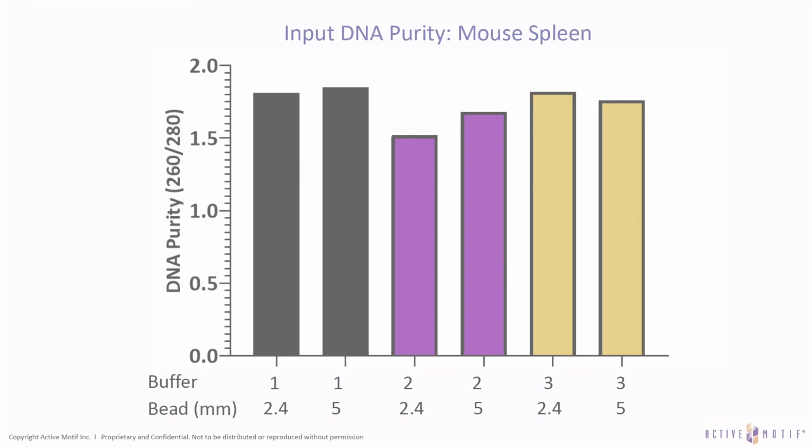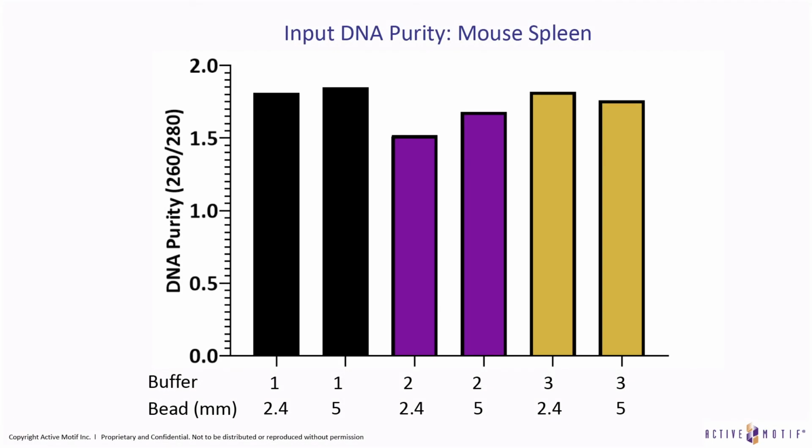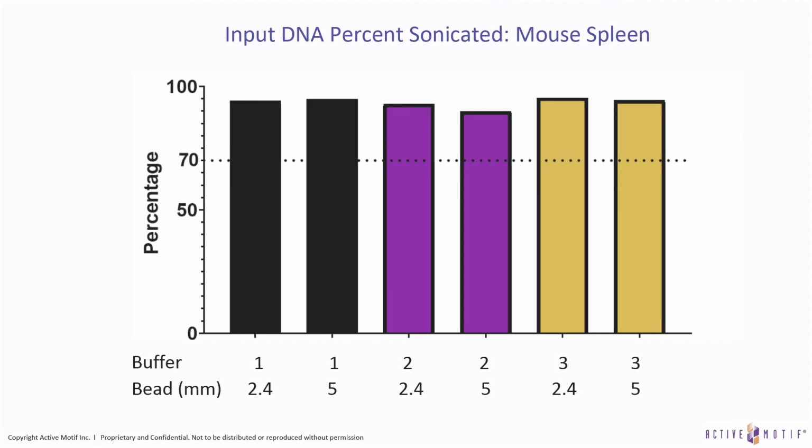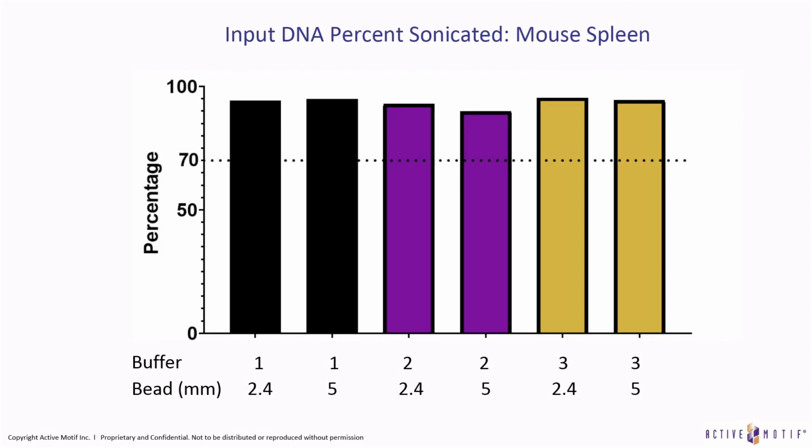If we look at how pure this DNA is, much of it is very, very clean. We can see that there are 260/280 ratios of about 1.8, which is ideal for downstream next-generation sequencing applications. And if we quantify the percent of material that's actually sonicated, what I hope you can appreciate is that about 95% of the material is fully sonicated. And I'm drawing attention to the 70% mark right here, as this is what we use internally as a QC metric for good chromatin.